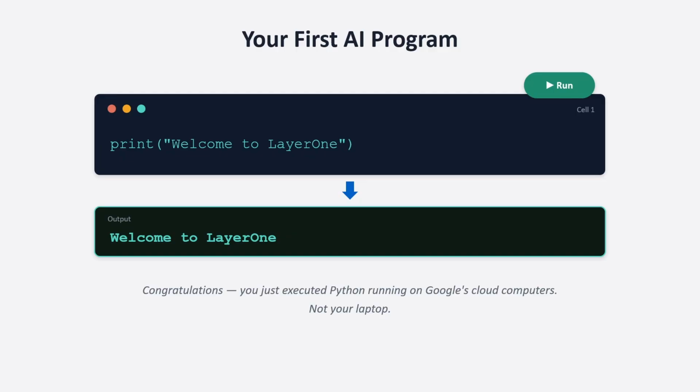Your first AI program, are you ready to do that? If you have never used Google Colab, this is your first chance to use it. Here we are printing, just print welcome to layer 1. It simply prints welcome to layer 1. So this is your first Python program on the Google Cloud computers. You didn't use your hardware, you didn't use your GPU, you didn't use your CPU, nothing. You are just using the Google Cloud computers and not your laptop.